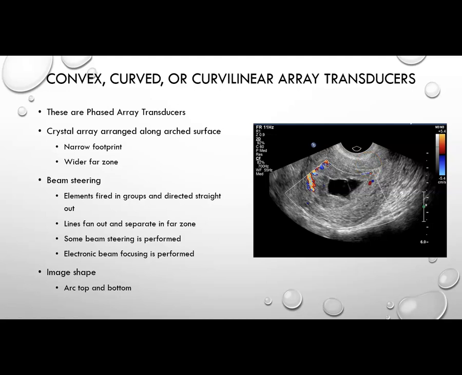Beam steering on these is generally done by just firing them out straight. The curve itself will take care of the steering. You just select a different group as you go across. However, there is some beam steering that is being done. So there is some beam steering with these. There is some phasing that's occurring. But there is definitely electronic focusing that's happening. And so that's usually your clue on these, whether or not it's a mechanical or phased array, is that there's focusing going on, and that's always occurring with phased array transducers. So image shape, arc top, arc bottom must be curvilinear.